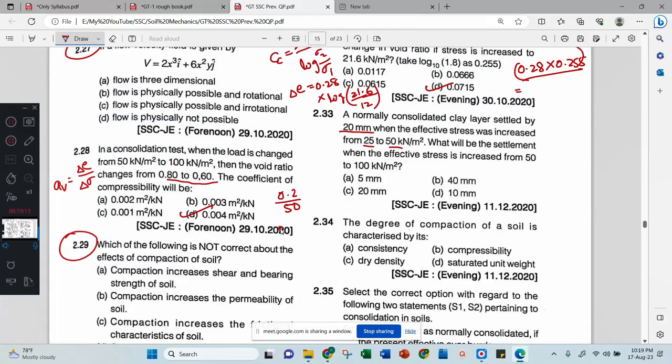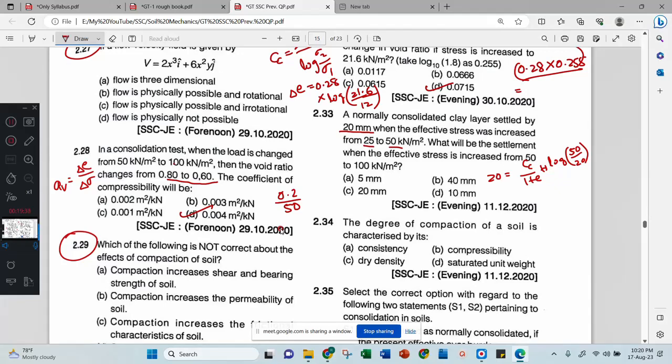First, we will write an equation. What is the settlement? First, 20 centimeters of settlement. That is equal to Cc divided by 1 plus e, H log sigma 1 by sigma 2, given as 50 by 20. What is H? You don't know. H is not given.